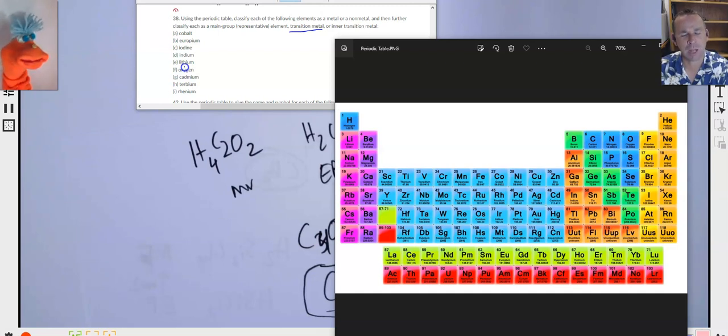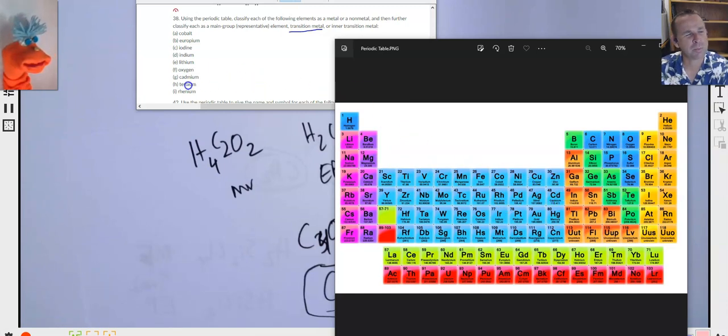Oxygen's a nonmetal. Now, how do we separate the metals from the nonmetals? That staircase. That's right. The green staircase here separates the metals from the nonmetals, with the exception of hydrogen. That's right, hydrogen. All right, cadmium. That's a transition metal. It's number 48. Very good.